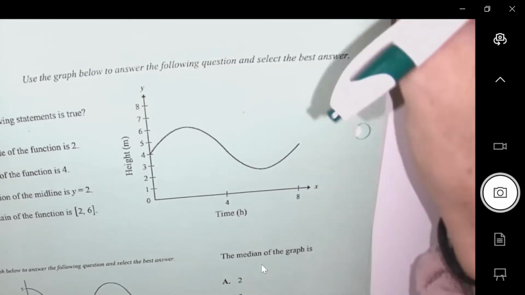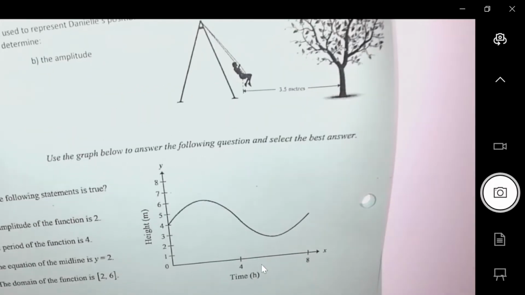Okay, flip to page 2. I'm going to do a question with you. Something with a tree here.